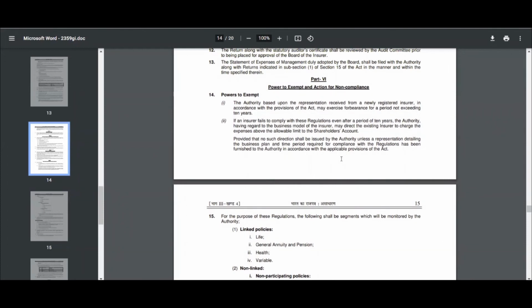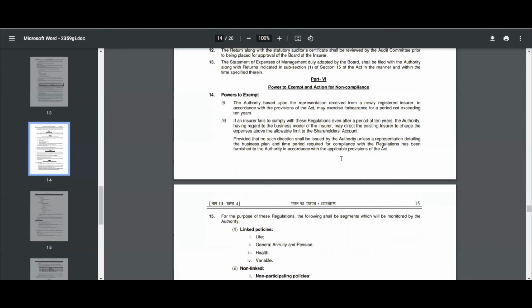After a period of 10 years, the excess would be charged to the shareholder account, provided that the insurer comes up with a business plan and a timeline by which compliance with that regulation can be established. Then the authority might exempt the insurer.